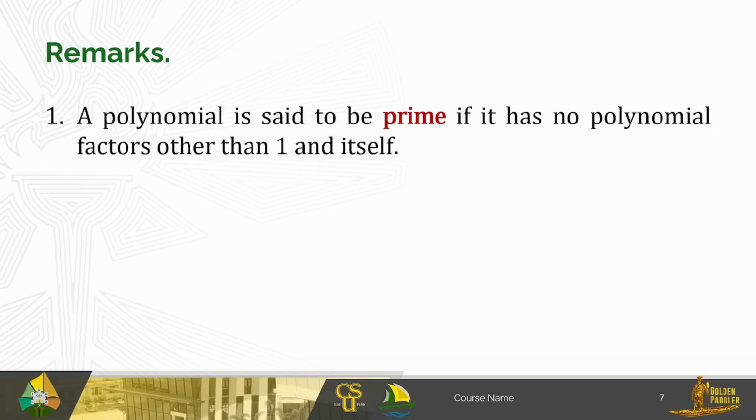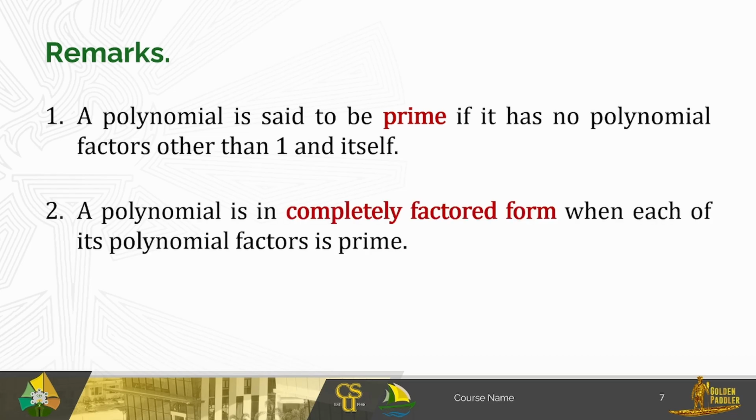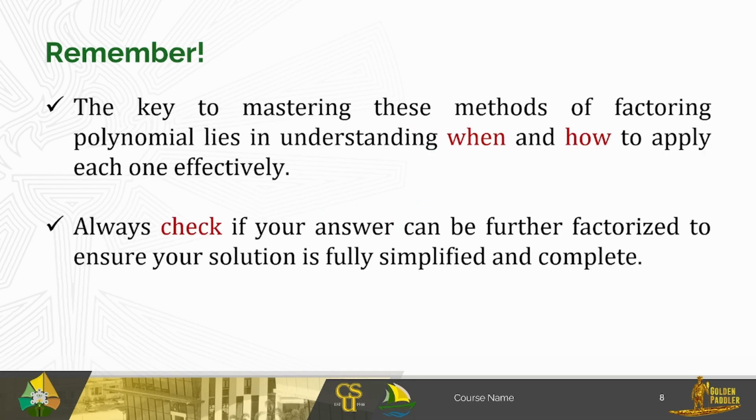Now, here are some remarks. Number one, a polynomial is said to be prime if it has no polynomial factors other than 1 and itself. And number two, a polynomial is in completely factored form when each of its polynomial factors is prime. Remember, the key to mastering these methods of factoring polynomials lies in understanding when and how to apply each one effectively. And always check if your answer can be further factorized to ensure your solution is fully simplified and complete.